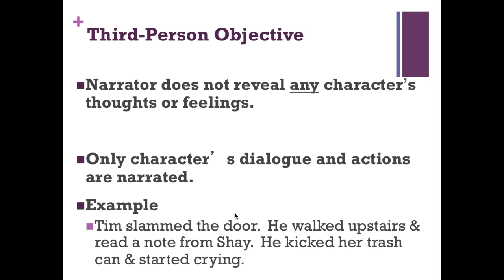And then the last one, which I've never personally done, I just heard about it and read about it, is third person objective. This is where the narrator does not reveal any character thoughts or feelings. It's only the dialogue and the actions. Tim slammed the door, he walked upstairs and read a note from Shay. He kicked her trash can and started crying. Okay. And honestly, I don't know why you would use this one. I would really want the narrator to at least tell me a little bit of stuff. Yeah, we know that he's upset because of what he did, but still, it's just not enough.